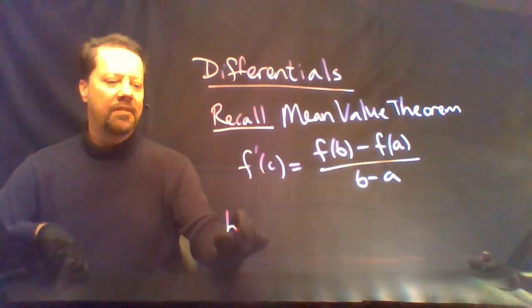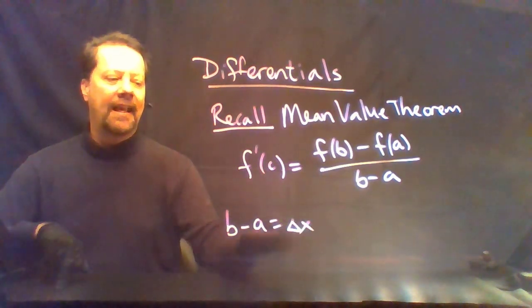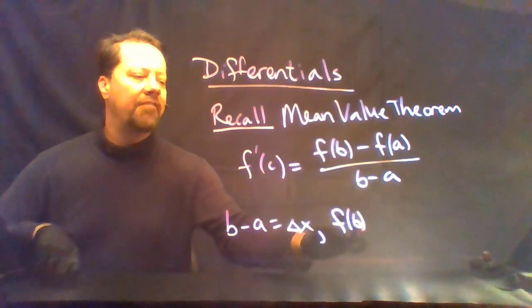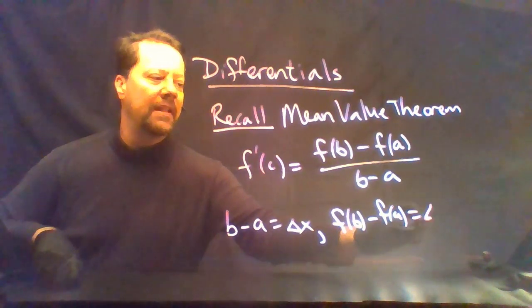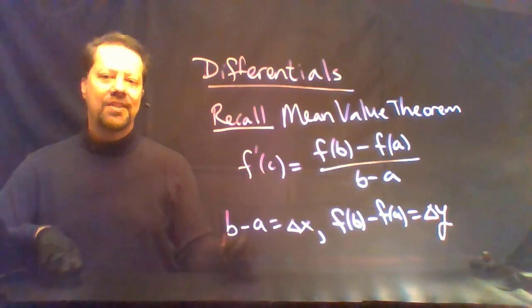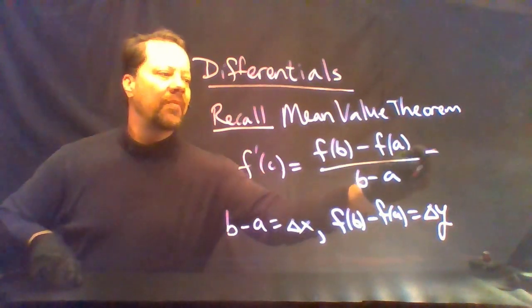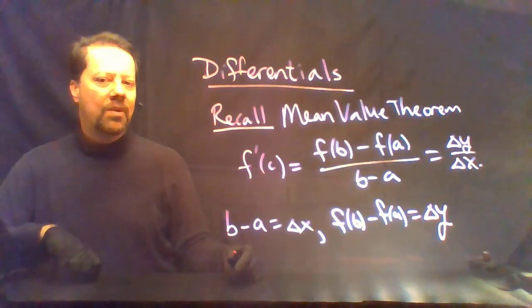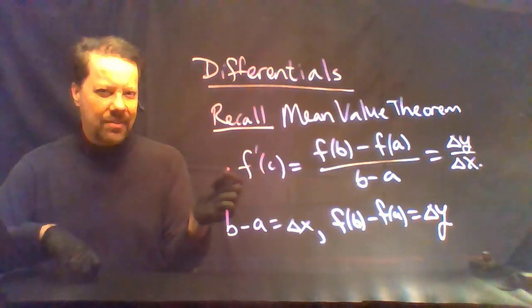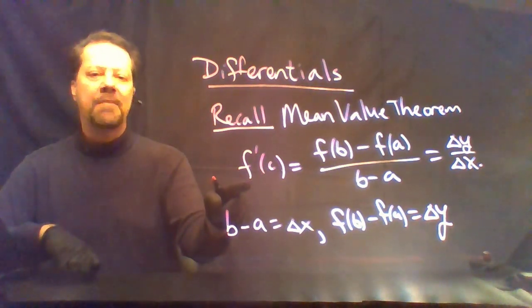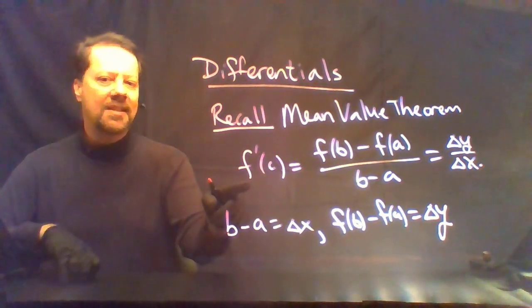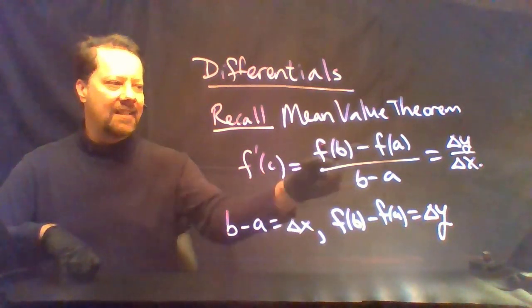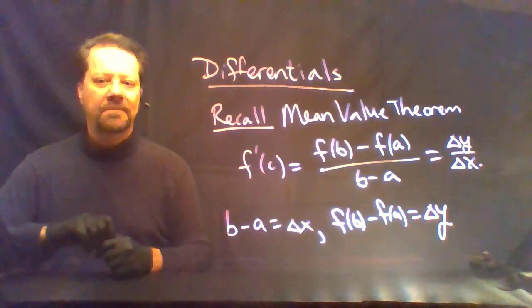We're going to denote b minus a as delta x. That's a change in the x value. And f of b minus f of a is going to be delta y. That's the change in the y value. So here we'll have delta y over delta x. Normally we have to take the limit as delta x goes to 0 in order to obtain a derivative, but the mean value theorem guarantees the existence of some point in between a and b where the slope of the tangent line is equal to the slope of the secant line.